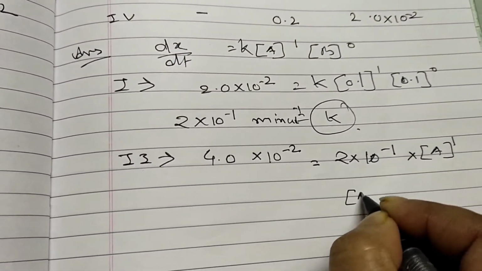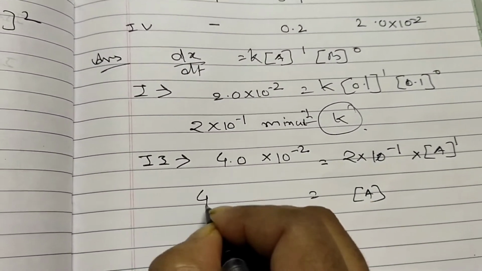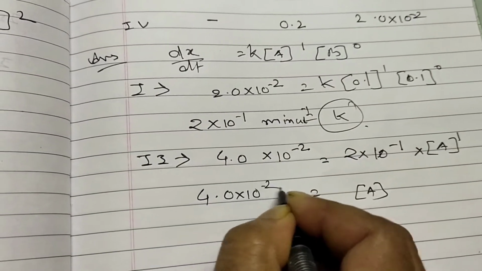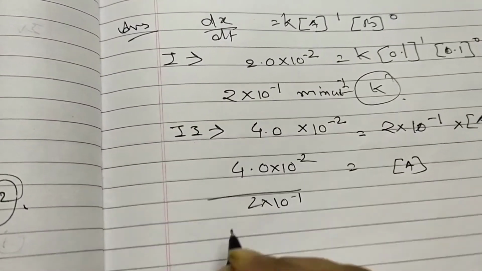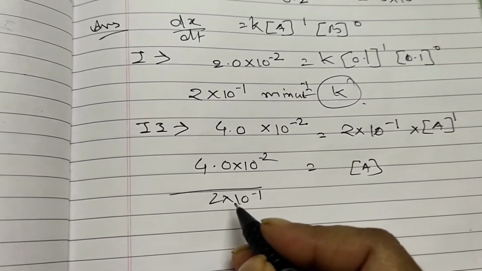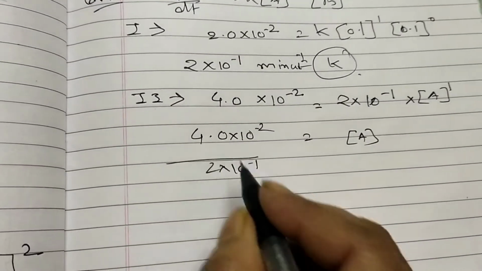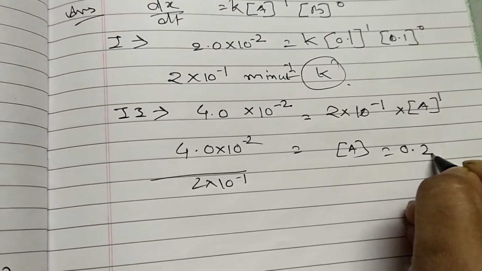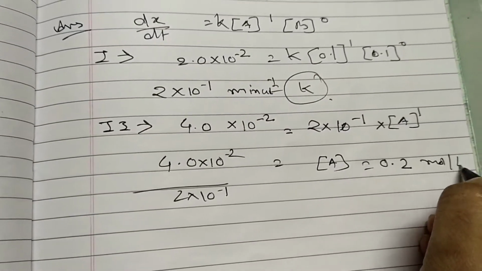तो कंसंट्रेशन ऑफ A इक्वल्स टू, what is coming here, 4 into 10 to the power minus 2 by 2 into 10 to the power minus 1. That means it is coming about which one? 0.2, क्योंकि 10 to the power minus 1 will be coming here, so it is coming 0.2. Clear? Mole per liter.